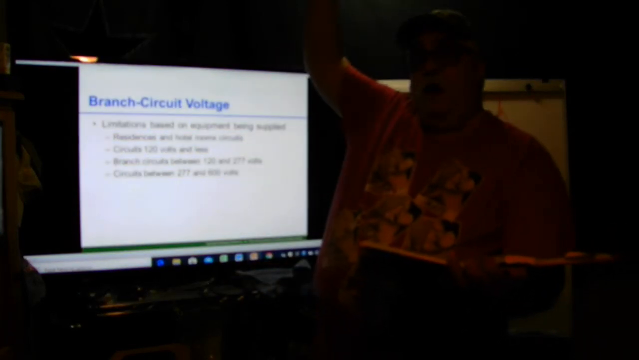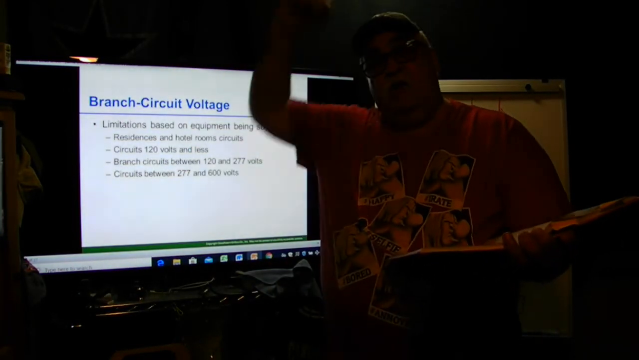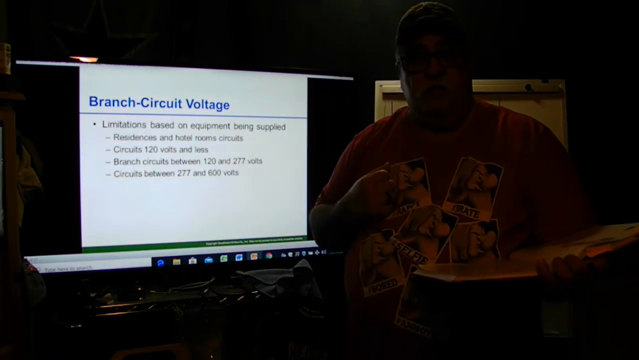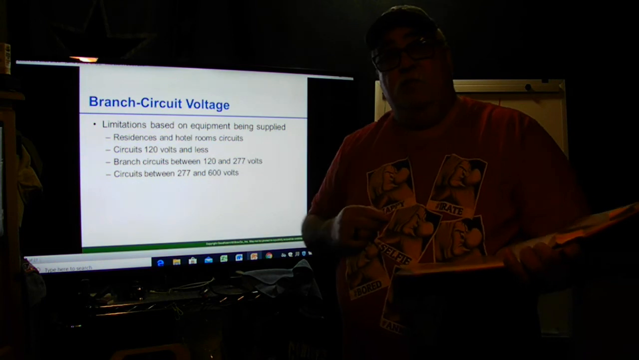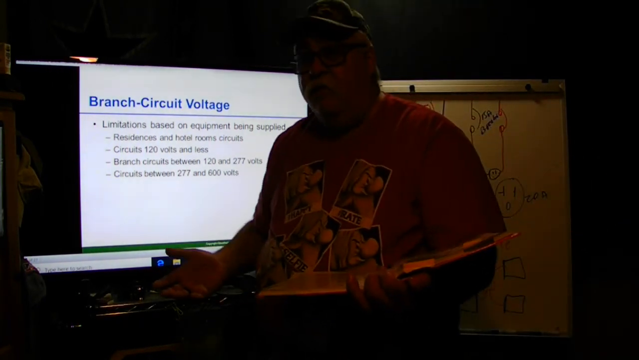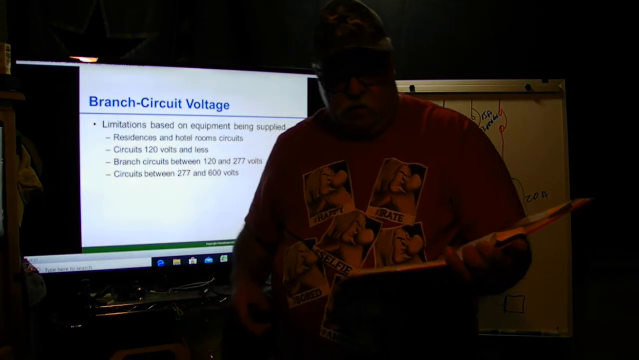Okay, now the higher the voltage, like in the classroom, look how high the ceiling is in the classroom. So they can have that 277. It's fluorescent, but for the most part, in a hotel, they treat it like a house, so it's 120 volts for your lighting and your receptacles.